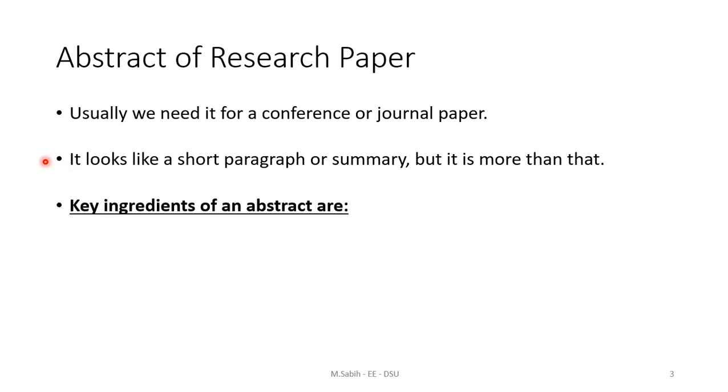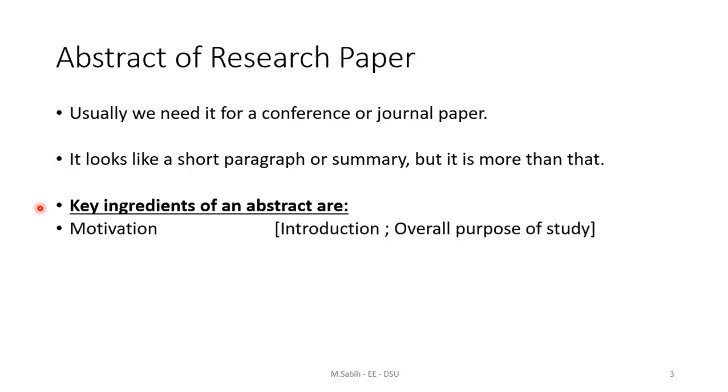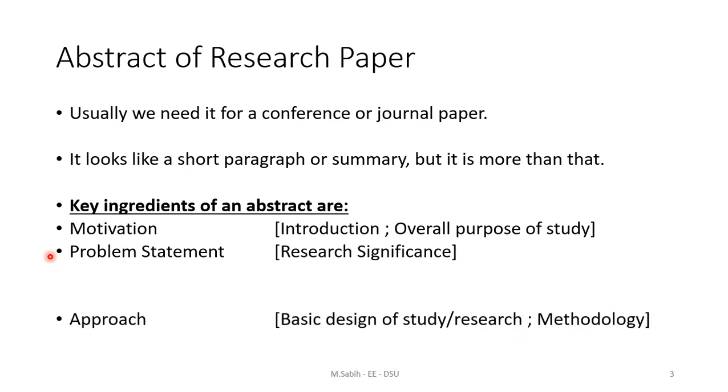It's more than that. And key ingredients of an abstract are, for example, the first one is motivation. इसको sometimes introduction भी कहा जाता है. इसको sometimes the overall purpose of the study भी कहते हैं. Second thing comes is the problem statement, or it is also called the research significance, that the work that you are doing, what kind of research significance that has. So this is the problem statement, is a kind of thing जो वहाँ पे होनी चाहिए.